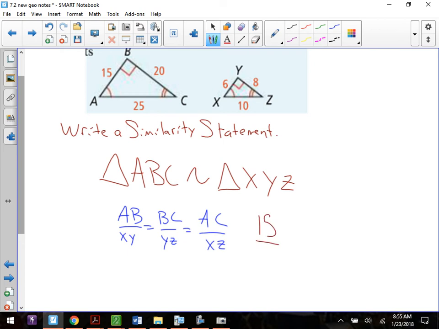XY is 6. What are these decimals you're talking about? BC goes to YZ, so that's 20 to 8. And then 25 to 10.